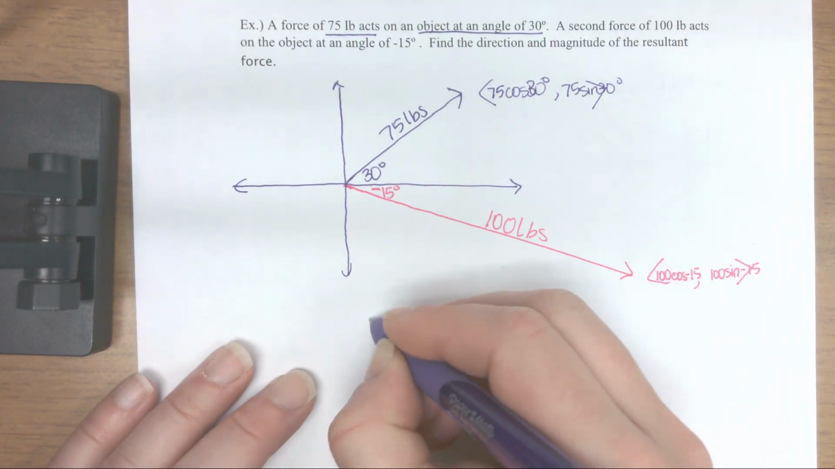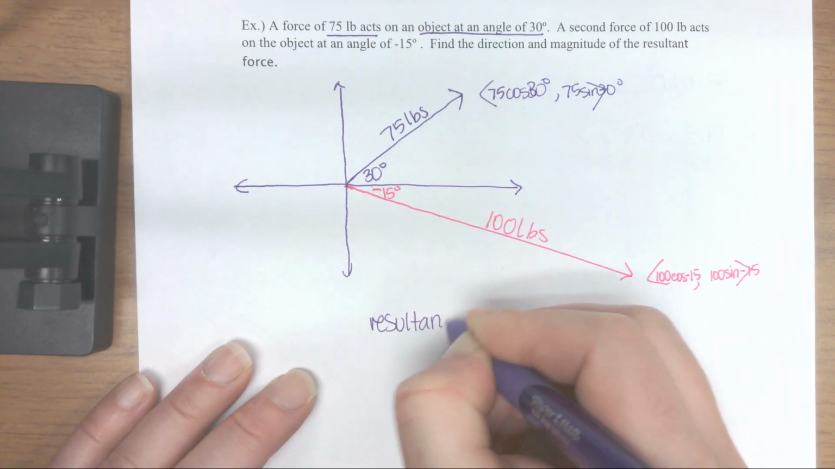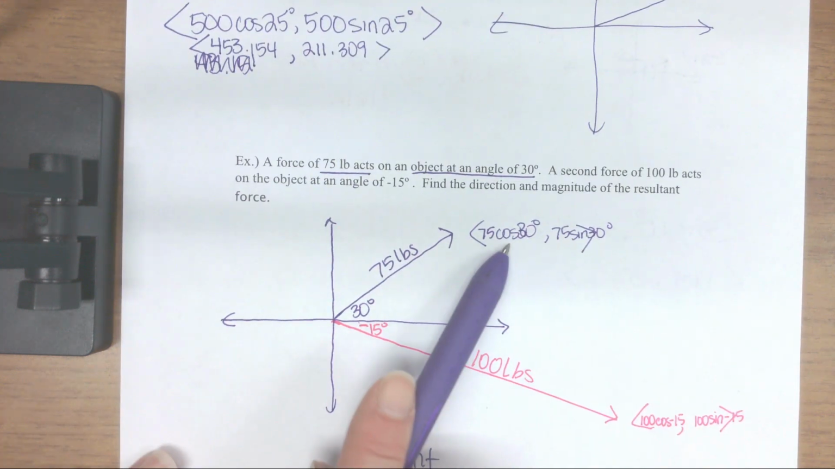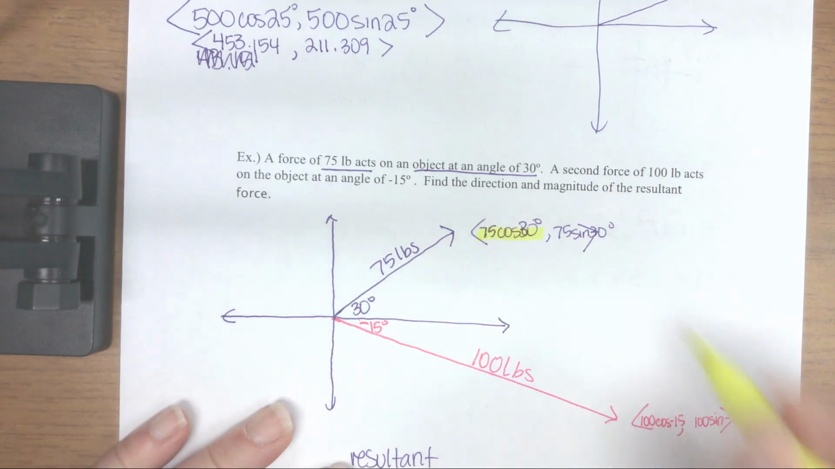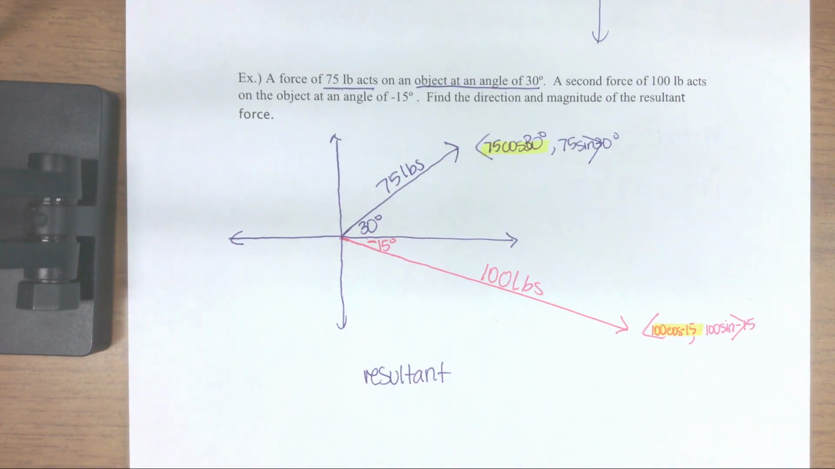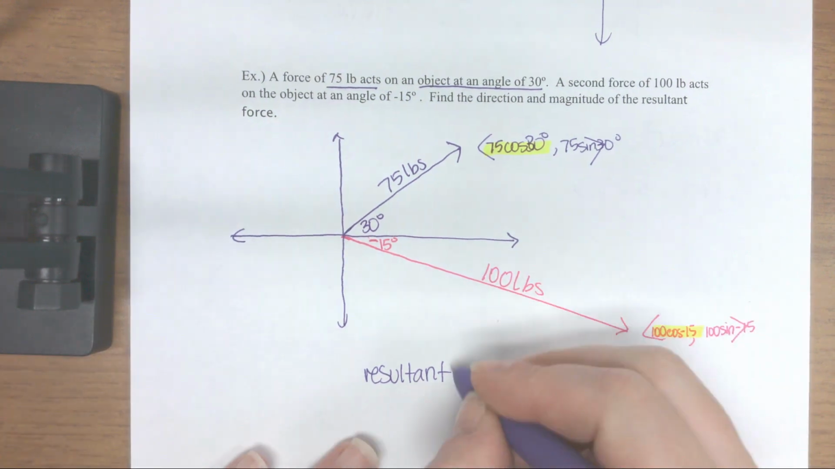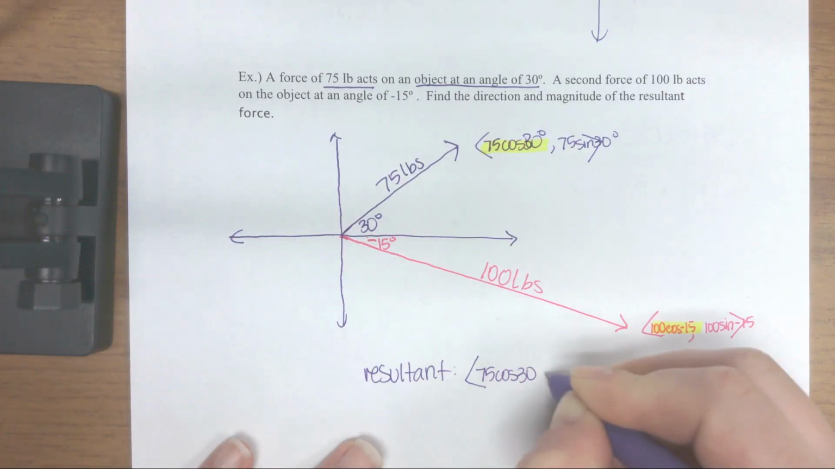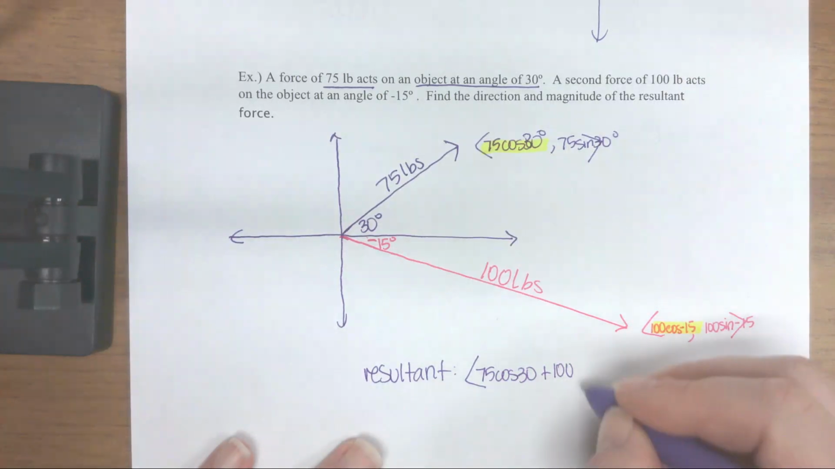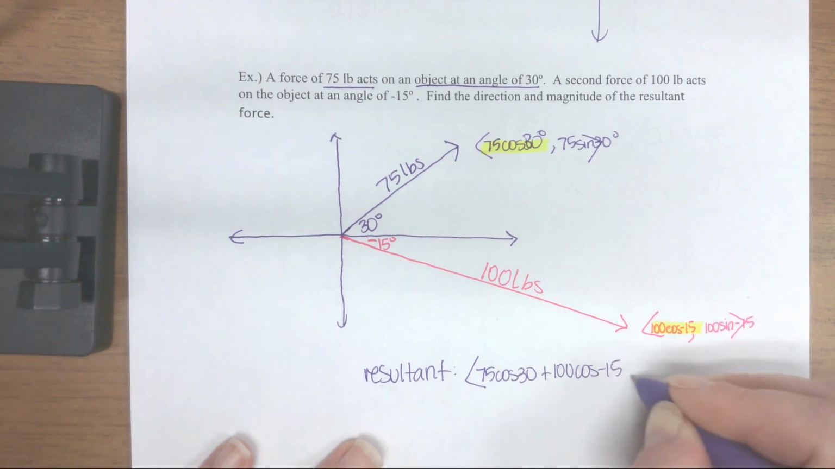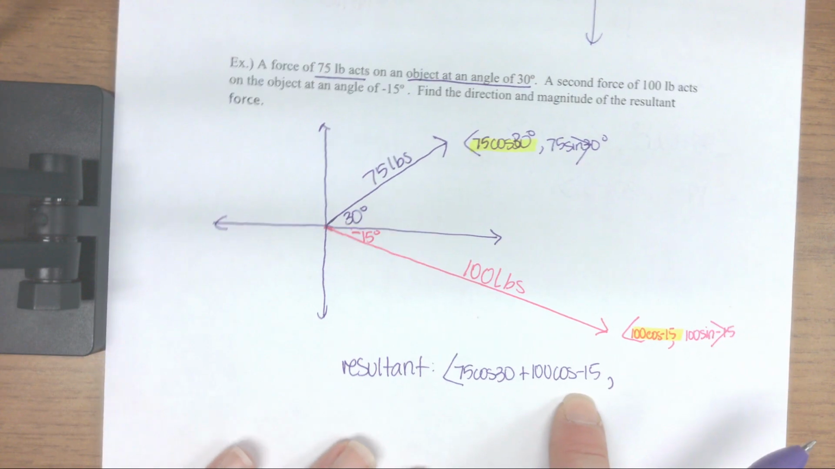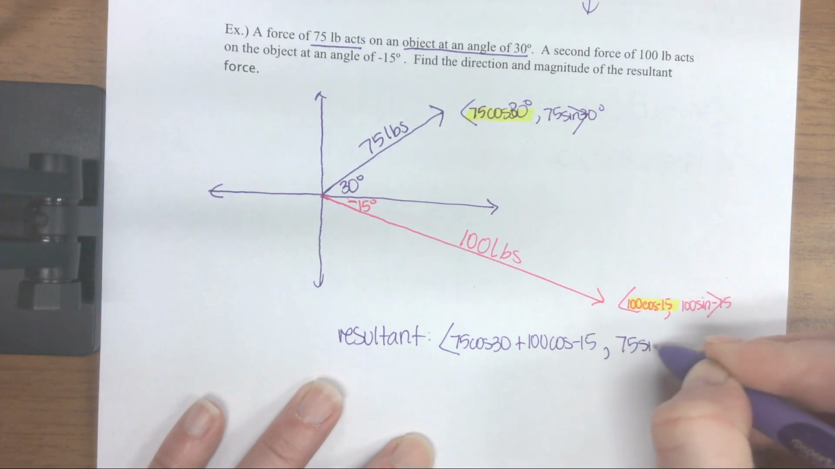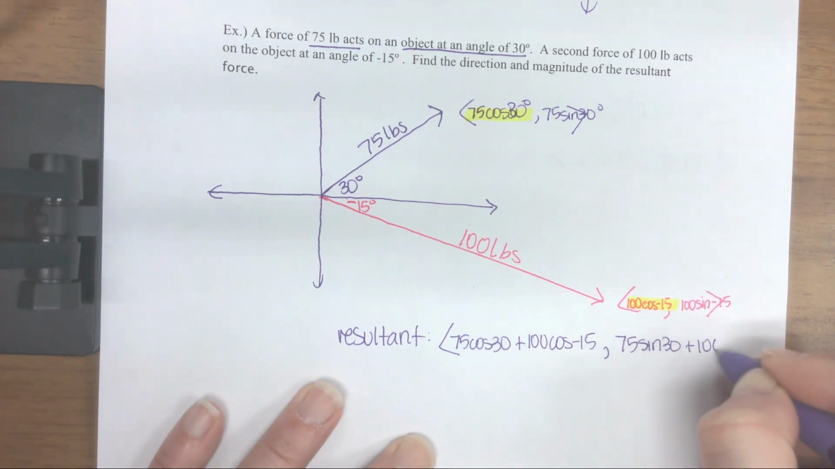So, to get the resultant, instead of wasting time typing all those things in, I'm going to add these two together. Would we all be in agreement that the resultant vector is going to be 75 cosine of 30 plus 100 cosine of negative 15? And the second component is going to be 75 sine of 30 plus 100 sine of negative 15.